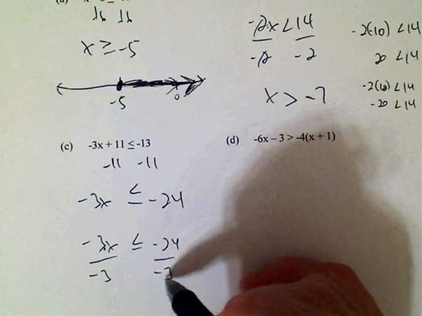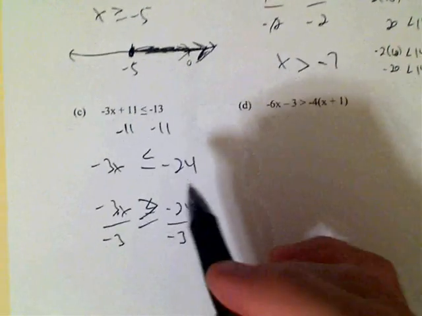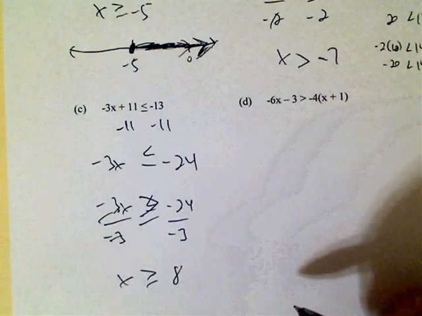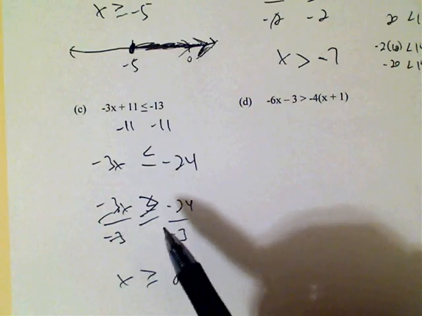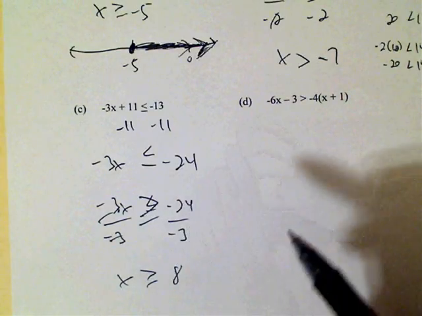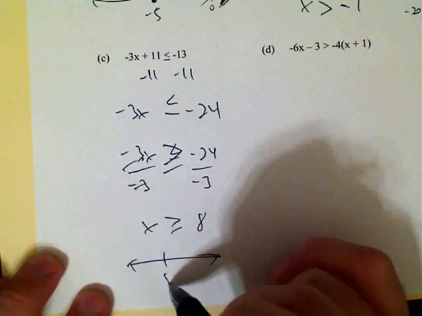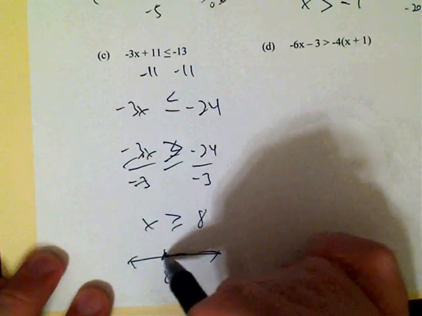As soon as you do that, that changes direction, and you get a positive 8. It has nothing to do with the answer. It's all about the process. And as soon as you divide, change it. And once again, if you're going to do the number line graph, make an 8, equals means it's included. Greater than, shade the right side.